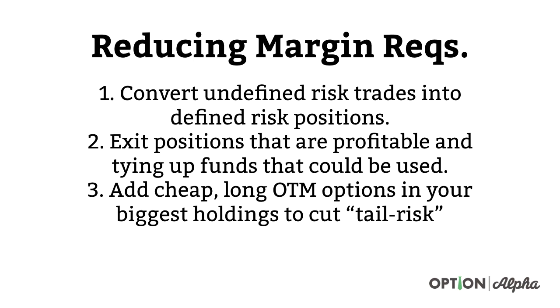The third way that you can do this, and this kind of goes with number 1, is you can go out and buy cheap, long, out-of-the-money options in your biggest holdings to cut tail risk. Additionally, if you're using a portfolio margin account, which is going to look at the whole portfolio risk, you can use any of the benchmark indexes as hedges for the whole portfolio and buy these cheap out-of-the-money options and reduce or cut tail risk.